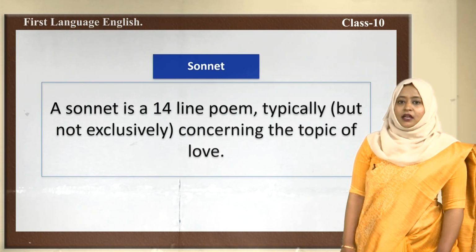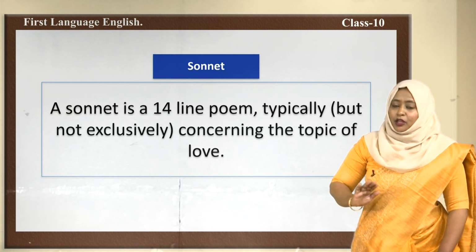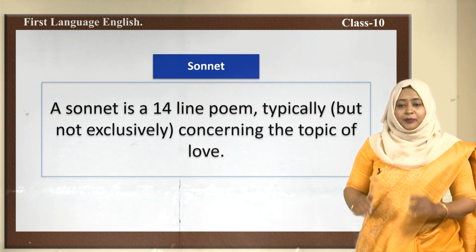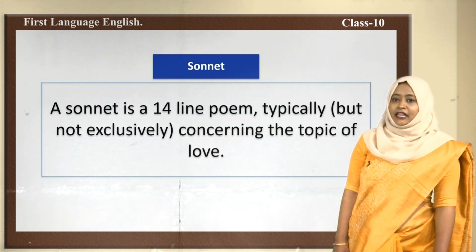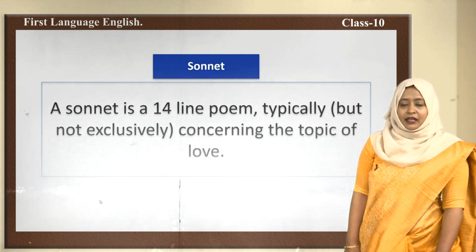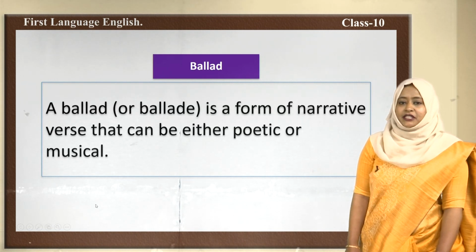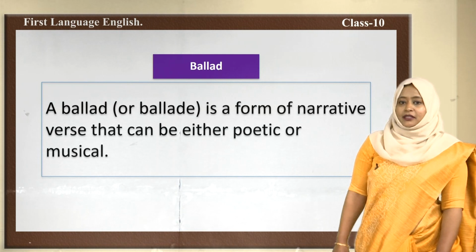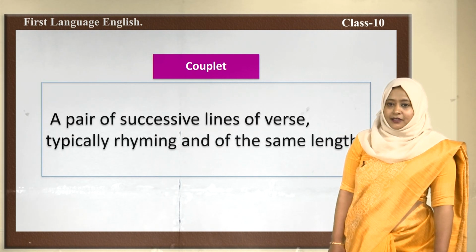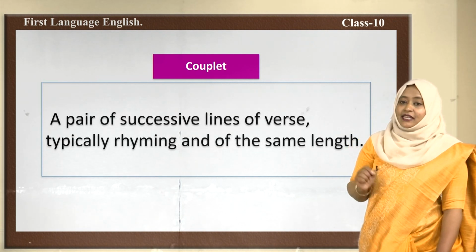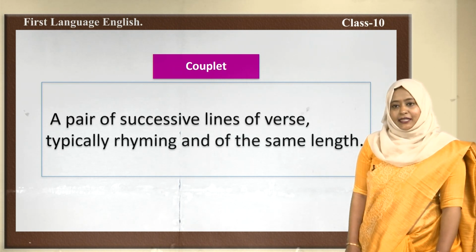The next one is a sonnet. A sonnet generally is a poem with 14 lines. The entire scenario is completed in 14 lines, typically but not exclusively concerning the topic of love. The next one is ballad. A ballad is a form of narrative verse that can be either poetic or musical. The next one is a couplet. A couplet is a pair of successive lines of verse, typically rhyming and of the same length.